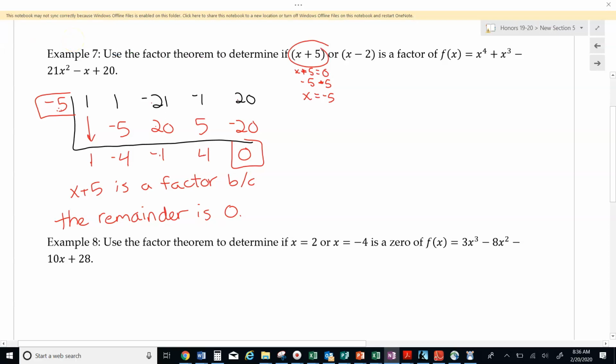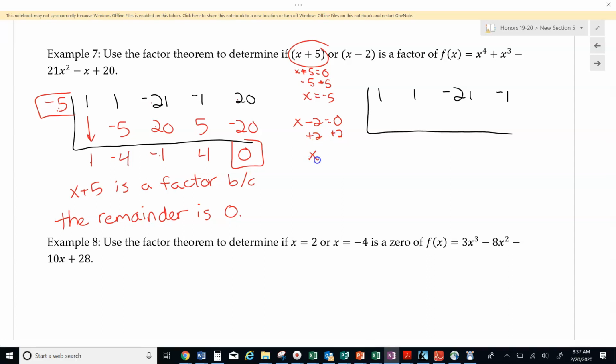Now let's check if x minus 2 is a factor. I have to do the same thing. So I have 1, 1, negative 21, negative 1. So I'm going to add 2. So we have x equals positive 2. Bring it down. 2 times 1 is 2. 1 plus 2 is 3. 2 times 3 is 6. Forgot my 20. Sorry, guys. Pretend that was always over there.